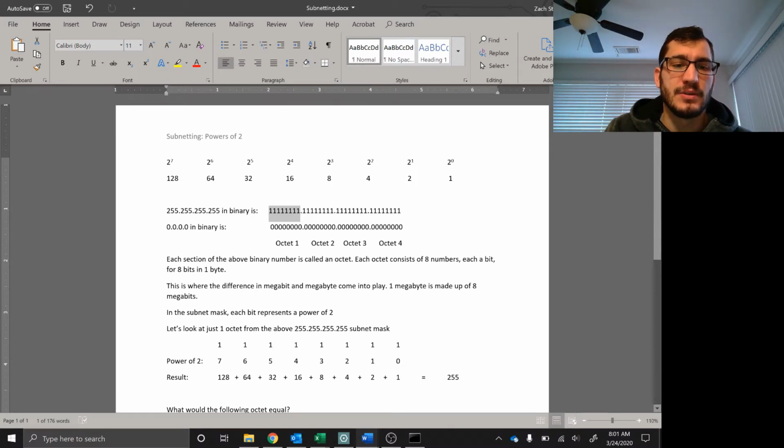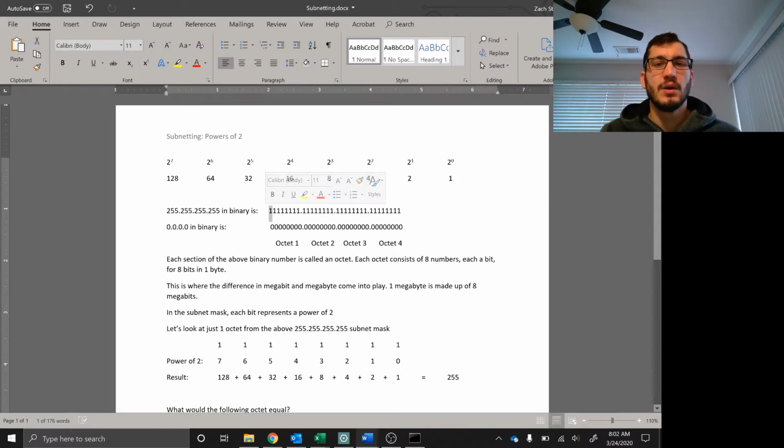And then 0.0.0.0 in binary is 8 zeros, 8 zeros, 8 zeros, 8 zeros. So again, each one of the sections in the above binary number is called an octet. An octet consists of 8 numbers, each a bit. So each one of these is 1 bit. In computing, a bit is either a 1 or a 0, and everything in computing comes down to a 1 or 0.